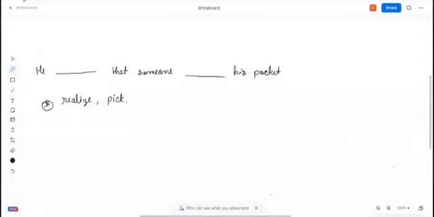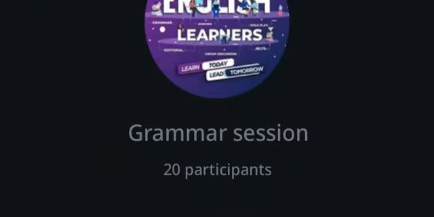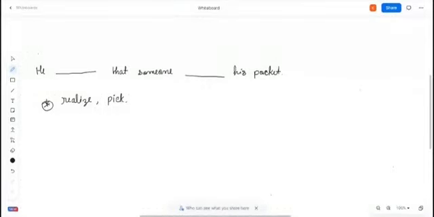The first action should be in the past. If two actions take place in the past, one after the other, the first action will be in past perfect tense, and the second action will be in simple past tense. This is the concept. The pocket was picked earlier. He realized that someone had picked his pocket. Yeah, exactly.